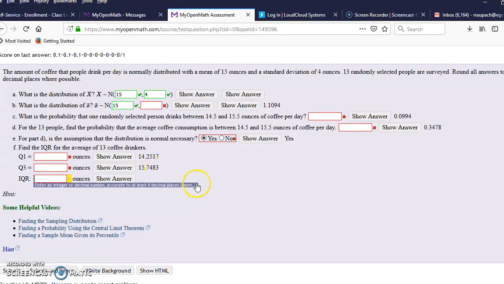So 15.7483 minus 14.2517 and hit equals. Oh, so 1.4966 is your answer. Use these two numbers. Don't use the Excel numbers. Use these two numbers here to get the last one. Okay, I hope that helps.